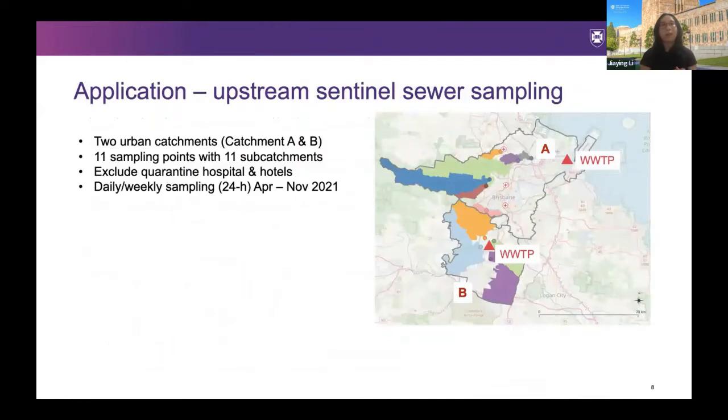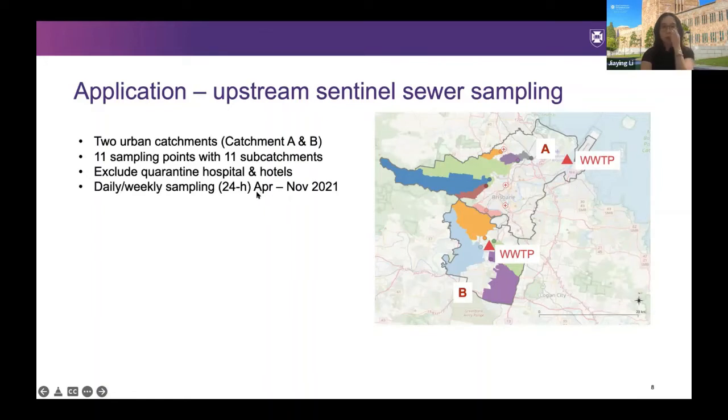With an enhanced understanding of the sensitivity and ability of the passive samplers, we used them in our upstream sentinel sewer sampling program in the 2 urban catchments in Brisbane City, catchment A and B. We built 11 sampling sites in these two catchments, and there are 11 specific individual subcatchments for the upstream monitoring. In catchment A, there are several quarantine hotels and hospitals located in the middle of the catchment. So most of the upstream monitoring sites are located at the very upstream of the catchment.